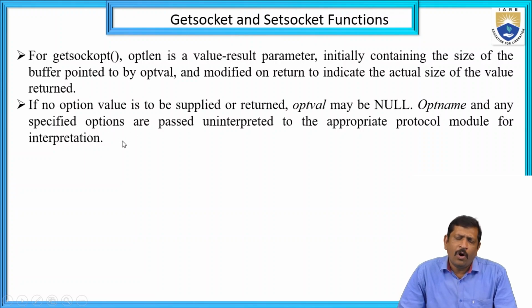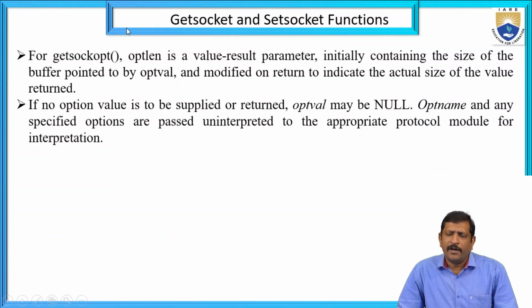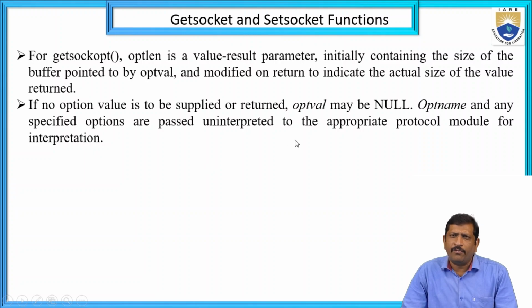If no optional values are to be applied or returned by using set socket or get socket functions, here the opt value parameter may be null. The opt name and the specified options are passed and interpreted by the appropriate protocol modules for interpretation.